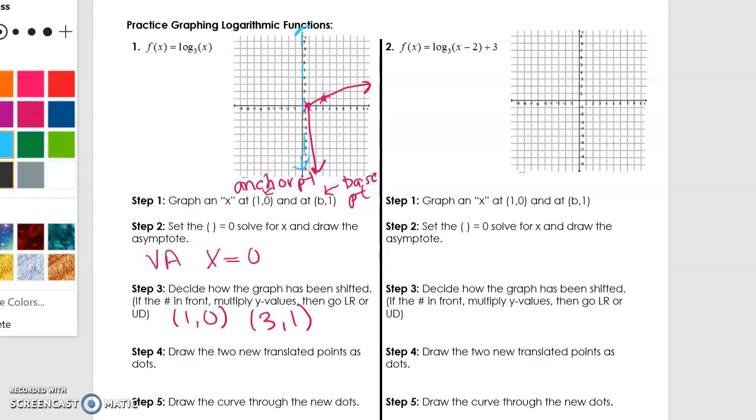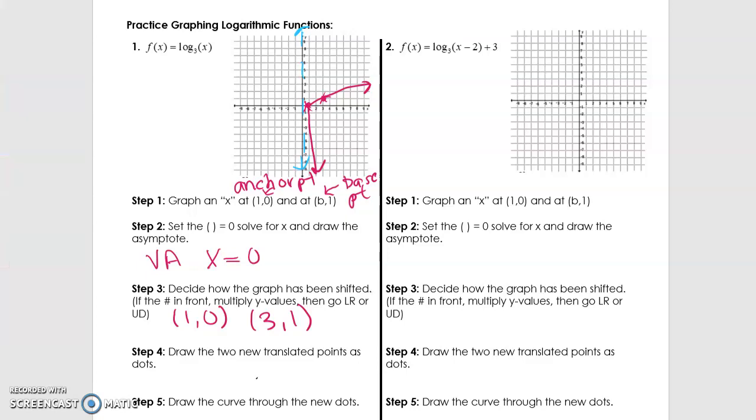And then if we want to write in some information about this graph, we would say that I have a vertical asymptote at x equals 0. Thinking about my domain, that's going to be restricted from my vertical asymptote to infinity. And for a logarithmic function, my range is always going to be all real numbers. So there we go. Let's go ahead and do these steps for this next function.